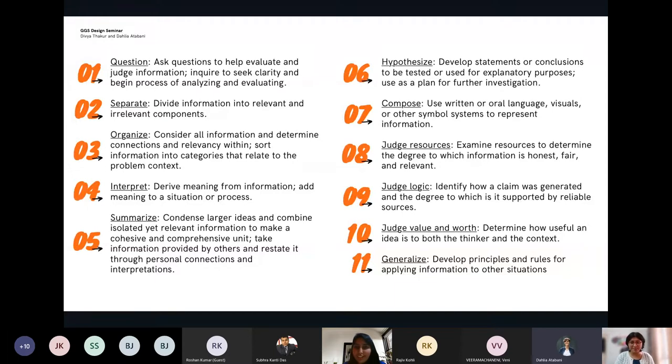Yes, we also have Bruno saying that separate is a critical one.